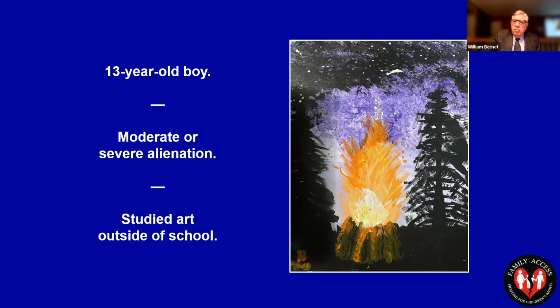And so I say, well, here's a picture that was apparently drawn by a boy who was moderately alienated. And it's also very well done. And he studied art. He apparently had classes, not just in school, but outside of school. But what's going on here? I mean, here's a bonfire, which looks like it's in a forest. And to me, this is conveying something, that it's conveying a very strong feeling.